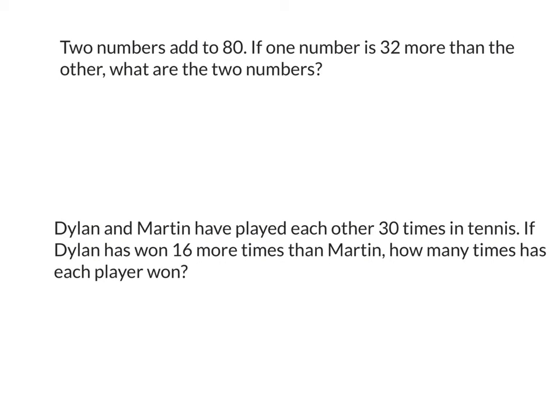So we're going to solve each of these two worded problems by using simultaneous equations. So why would simultaneous equations be appropriate? Well, let's look at the first one. Two numbers add to 80, one number is 32 more than the other. What are the two numbers? The magic number with simultaneous equations is 2. So here we want to find two things, two numbers. So we need two variables and two equations. We use simultaneous equations when we want to find more than one quantity.